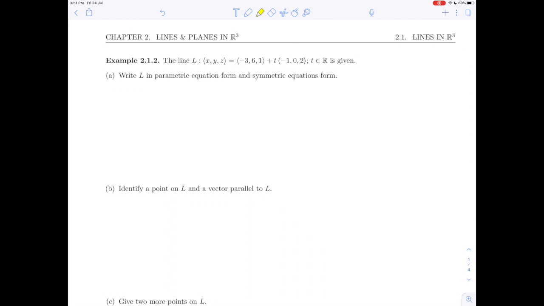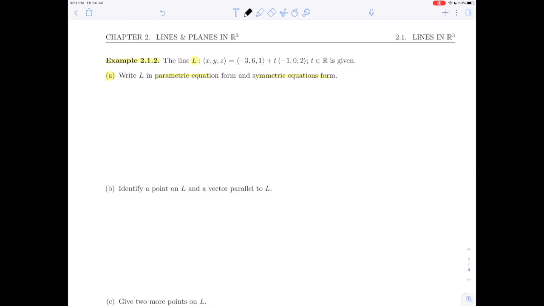In this video, we're going to do example 2.1.2. And here we're told the line L, xyz, is minus 3, 6, 1 plus t times minus 1, 0, 2, where t is in R. We're asked in part A to write L in parametric equation form and in symmetric equations form.